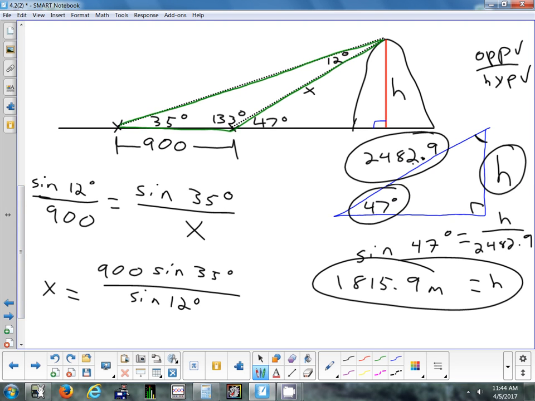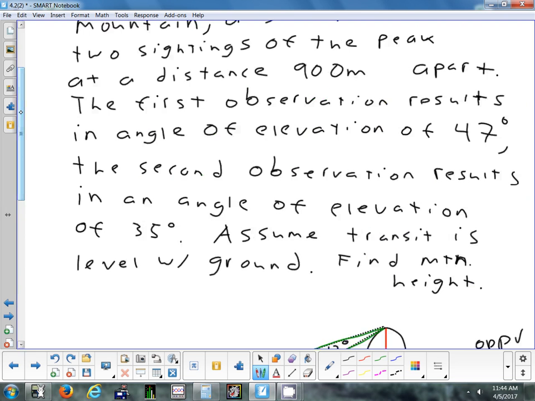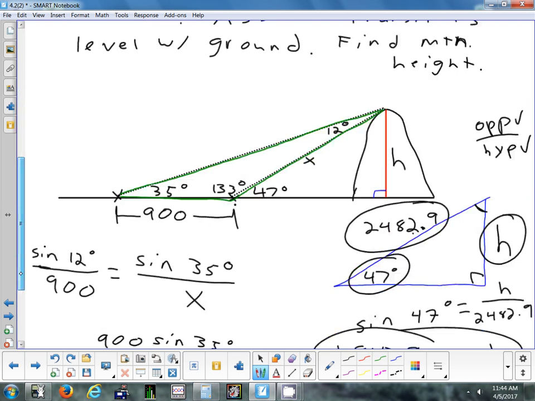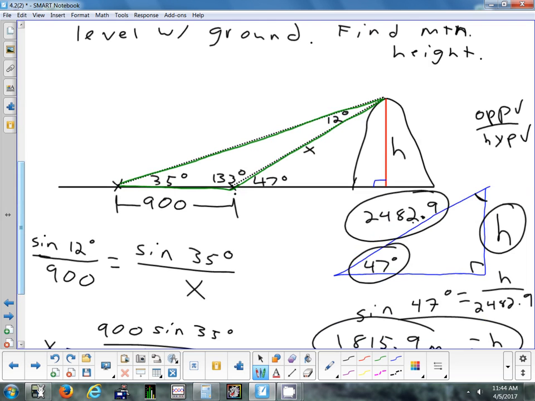It's kind of like the angle that you would be looking down at the surveyor. If you were standing on top of the mountain, you'd have to look down at him, and he's looking up at you. Okay, any other questions on that one? What's the 900, was that given? The 900 was given. That's the distance between the two sightings. Yep, that was given. Okay, any other questions on that one?